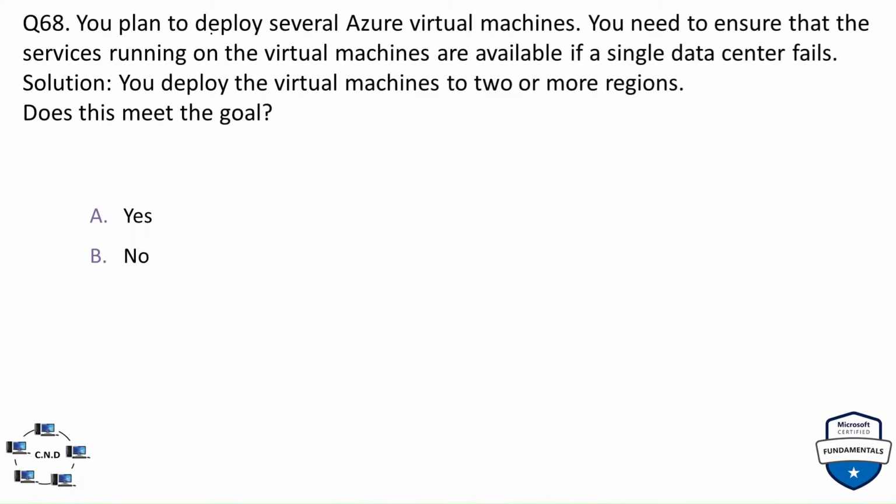Next question is that you plan to deploy several Azure virtual machines. You need to ensure that the services running on the virtual machines are available if a single data center fails. Again, we have the availability question. Solution: you deploy the virtual machines to 2 or more regions. Now we are talking about region. Does this meet the goal? And the options are yes.